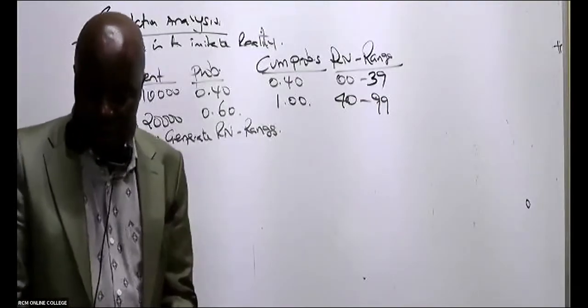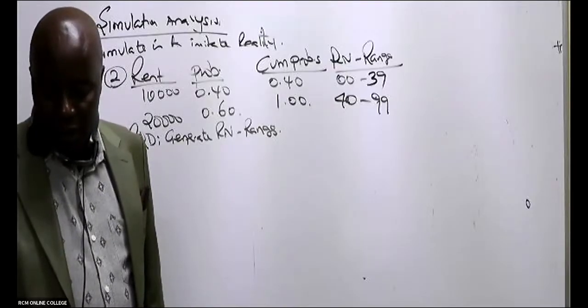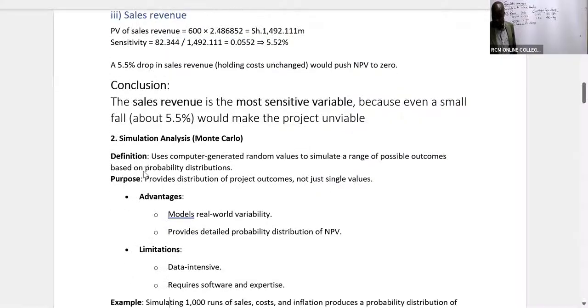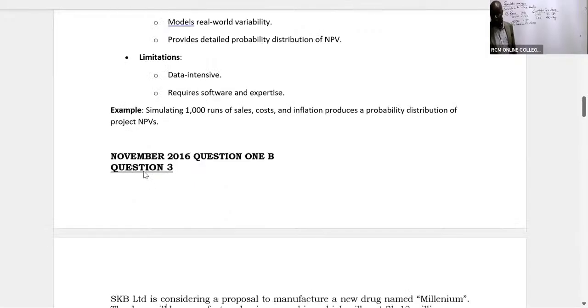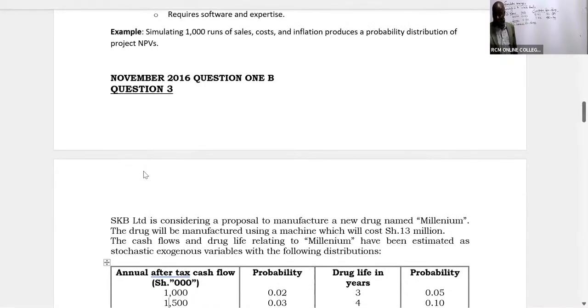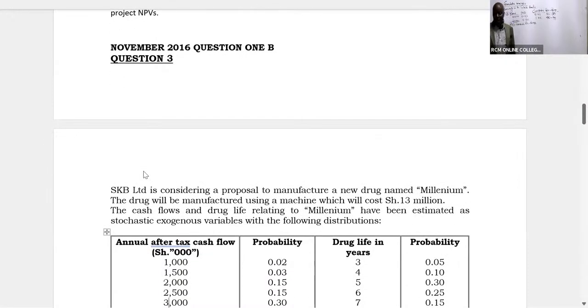Let's go to a past paper question. This past paper is in your notes that I've given out today. It's November 2016, quite an old question. November 2016, question number 1B. It is there. SKB. Are we there?